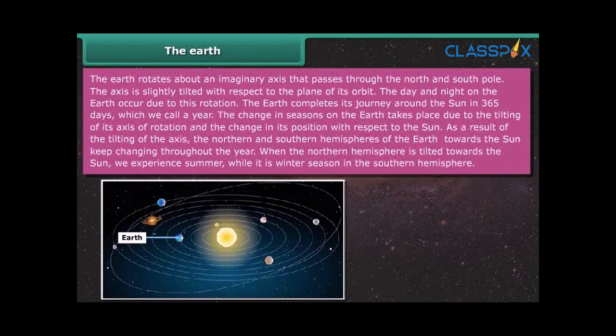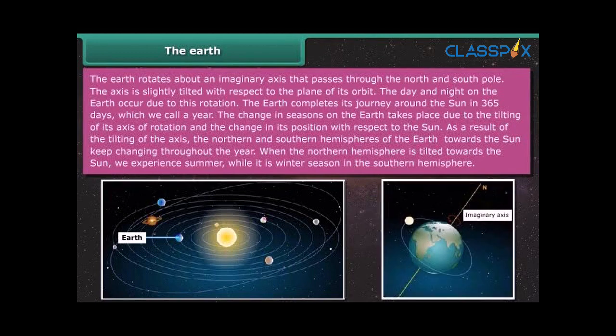The change in seasons on the Earth takes place due to the tilting of its axis of rotation and the change in its position with respect to the Sun. As a result of the tilting of the axis, the portions of the northern and southern hemispheres of the Earth towards the Sun keep changing throughout the year. When the northern hemisphere is tilted towards the Sun, we experience summer, while it is winter season in the southern hemisphere.